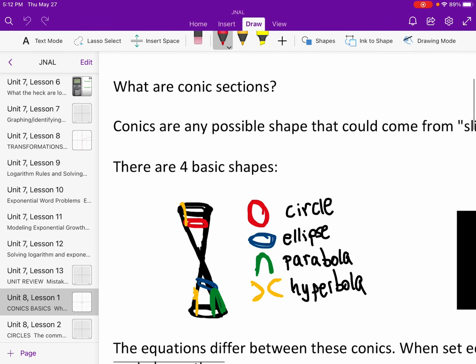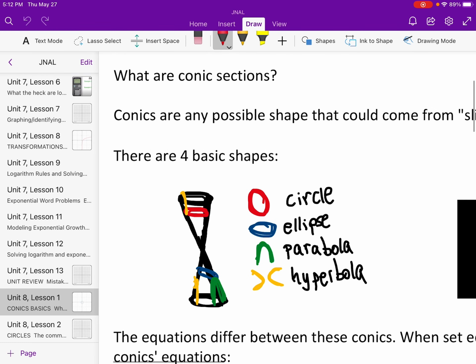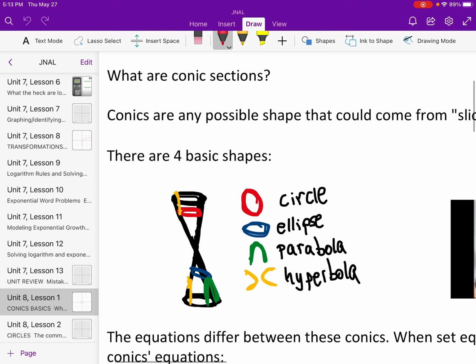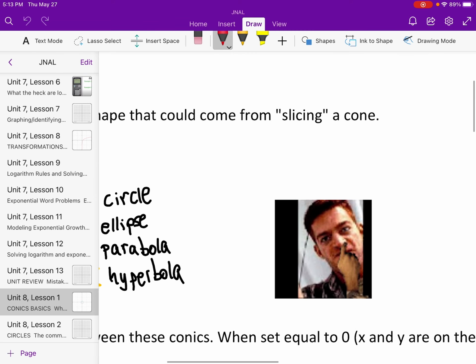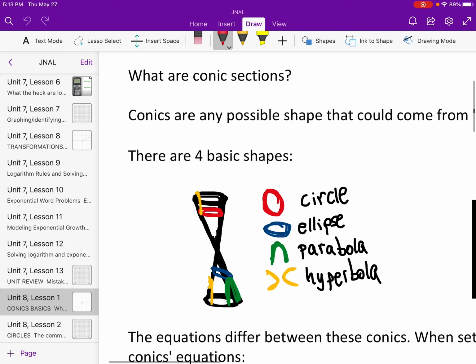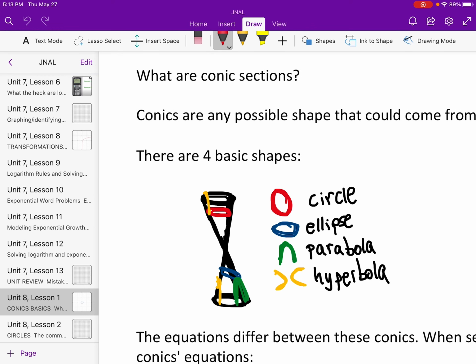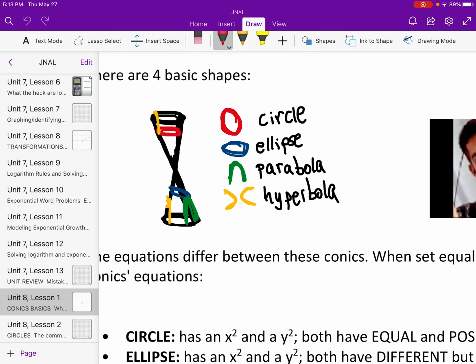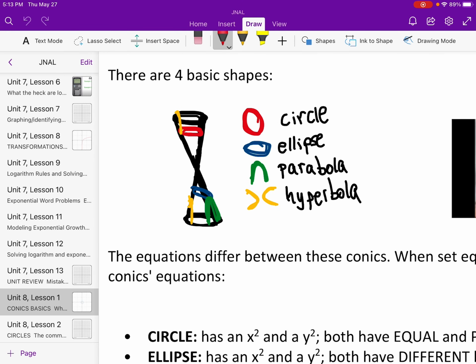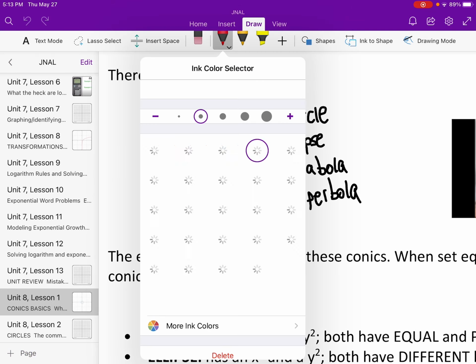This isn't about that. This is conics, and conics are a shape that could happen from slicing a cone. So now you might think, that's dumb. That seems like geometry. Well, it's kind of like geometry, but still, these are what conics are. And when we did quadratics, that's a kind of conic, which is parabola. So there's the 4 kinds, and I will show you what they are.